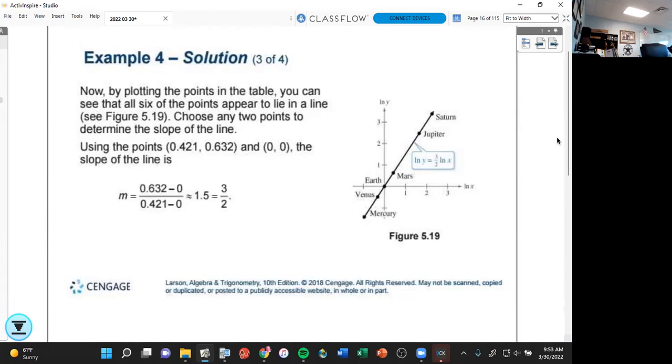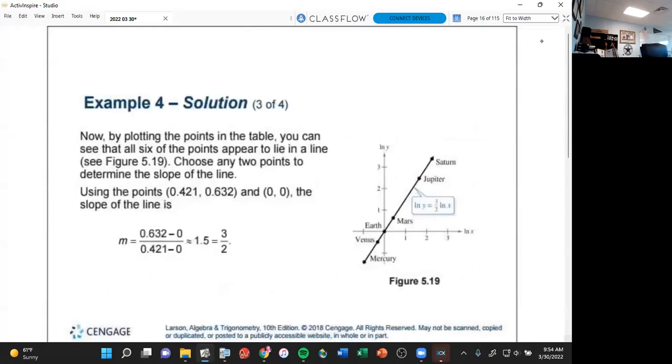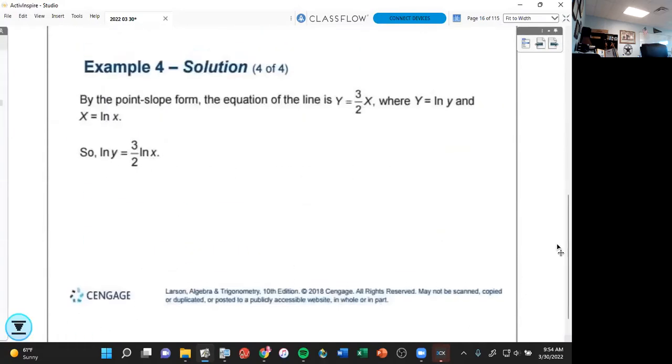Okay, but we're not going to say the equation of that line is y equals 3/2 x plus 0. Because y is not y and x is not x. Didn't we change our x's and y's? X became natural log of x, y became natural log of y. So the equation of that line, oops, I need to scroll down instead. The equation of that line is, instead of y equals 3/2 x, the equation of that line is natural log of y equals 3/2 natural log of x. All righty?